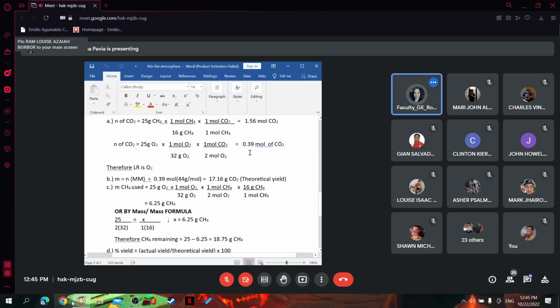Therefore, the limiting reactant is oxygen gas. Kasi, tignan nyo ha, yung 25 grams na O2, nakapag-produce lang ng 0.39 mole. Meaning to say, ubos na siya, eto na yung product mo, may naiwan pang methane gas. Understood, class?